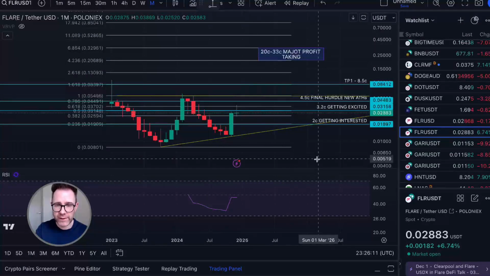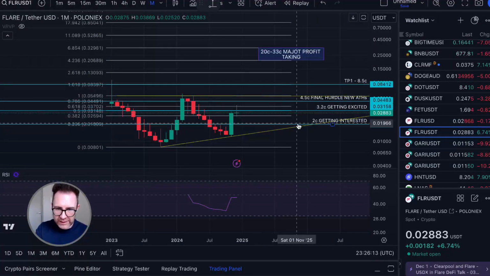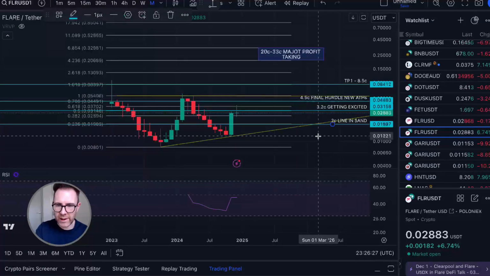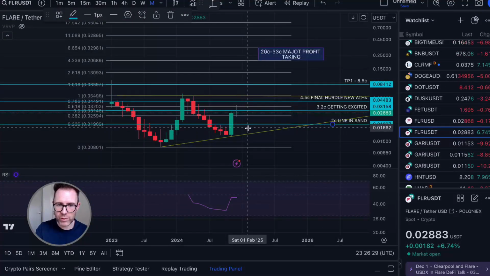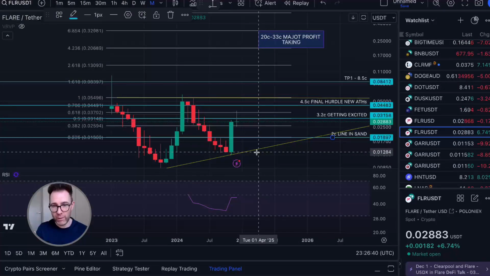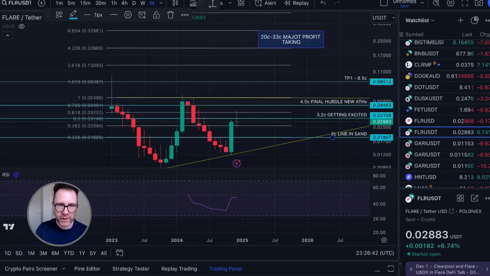So that is Flare Network. Let's quickly go over it. Please stay above 2 cents. If you break below 2 cents, I will call that the line in the sand. Because we're already above it, it's not my getting interested line because I'm already interested. It's my line in the sand. You crack below 2 cents and start closing weeks or months below 2 cents, it's all over for Flare, that's back in bear market territory. That's a change of market structure, and then you're probably heading right down, okay? I don't think that's happening.